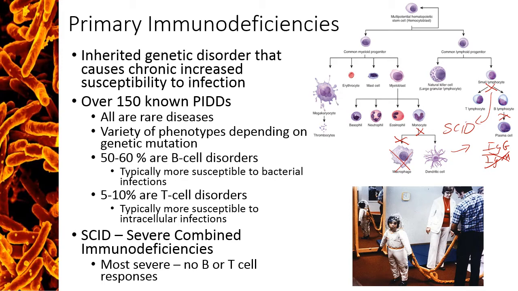These children are born without any adaptive immune system, so no B cells or T cells. And this picture here is actually David Vetter, who was known as the Bubble Boy. He was born in 1971, and he had SCID. He was born to parents who had actually had a child before him that died very early on because of SCID. Since it's a genetic disorder, they knew they might have another child that would have the same disorder.